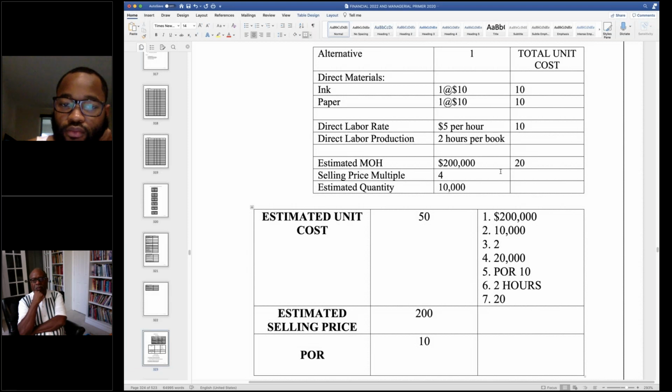Professor Boyd, how did you get the 200 for the estimated selling price? Did you do 10 times 20? No. The selling price multiple is 4. The estimated unit cost is 50. We multiply 4 times 50 to get 200. Okay. So once you get your unit cost, you utilize the selling price multiple to come up with the estimated selling price. Okay.